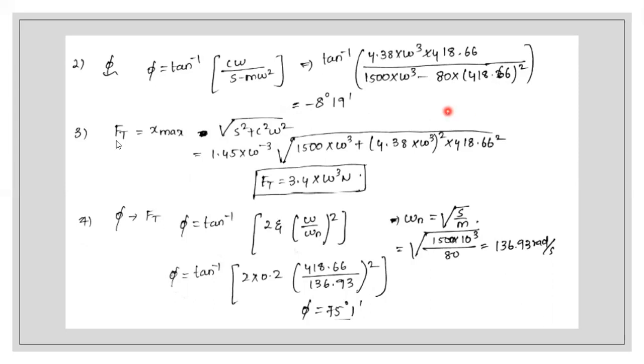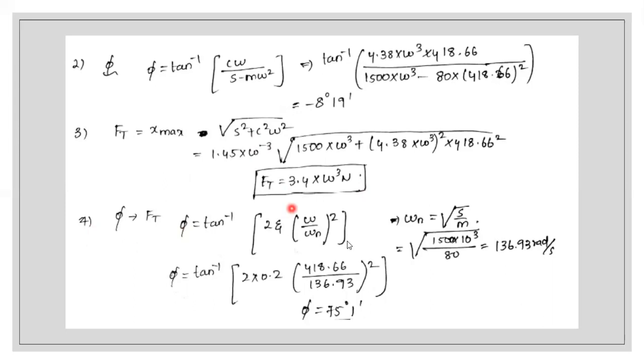So third one, we need to determine the force transmitted. The force transmitted formula is X max into the root of S square plus C square omega square. So substitute all the known values and we can easily get the value of the force transmitted, and the unit will be Newton. Fourth, they are asking us to calculate the phase angle with respect to force transmitted.